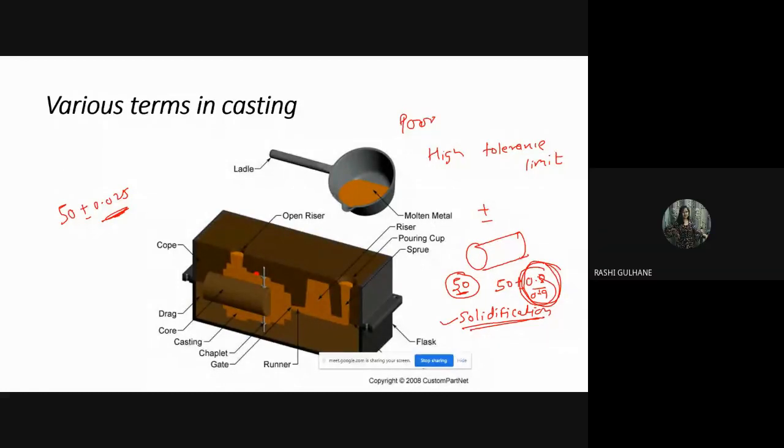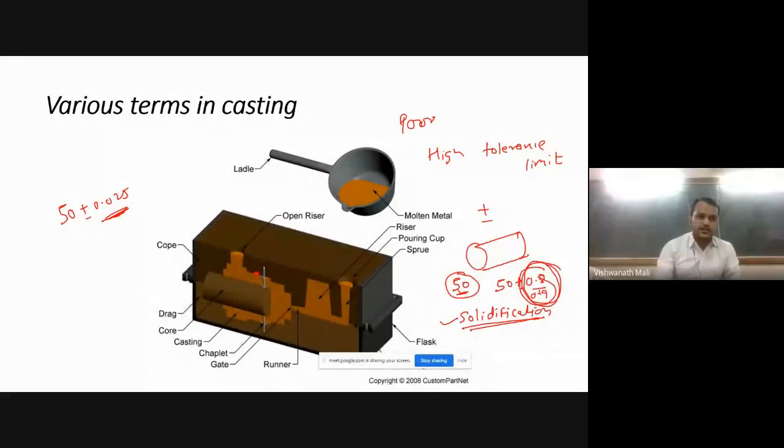I didn't understand. Could you explain how the high tolerance limit affects the product physically? High tolerance limit means what? We want a product of size 50 mm. Suppose this rod is going to fit into another part, a mating part. So we want this as 50 mm.